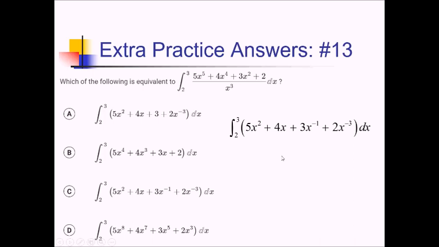And does this match anything we see over here? Let's see here. The exponent is wrong on this one. This one has also got the wrong exponent. Choice C is looking good so far. And choice D has a bunch of wrong exponents. So we're going with choice C.